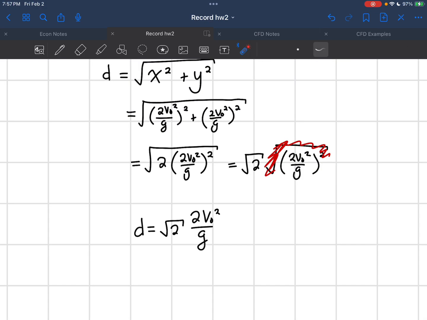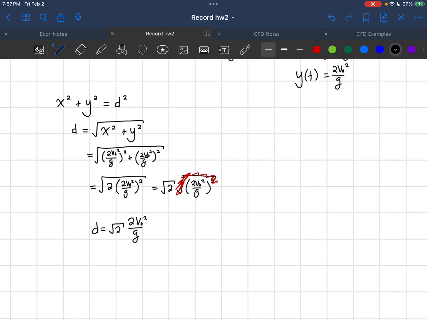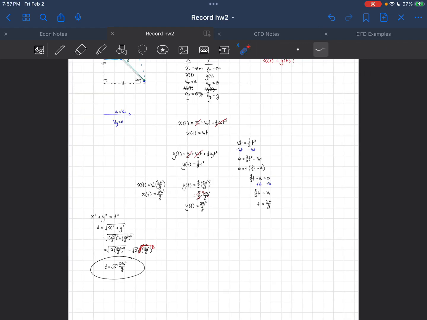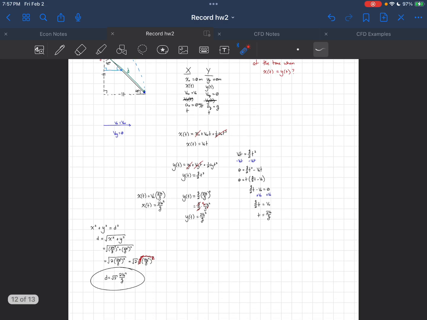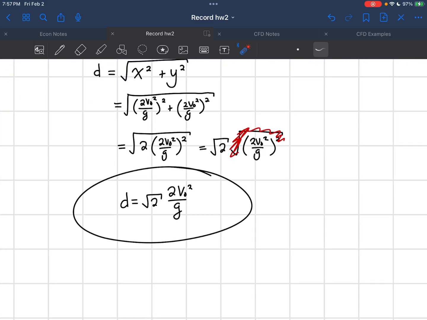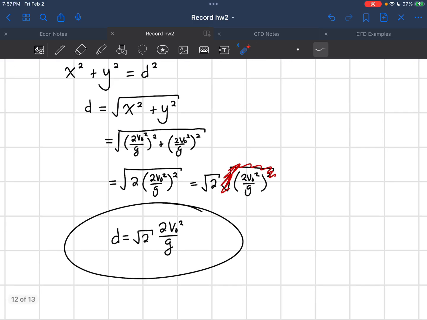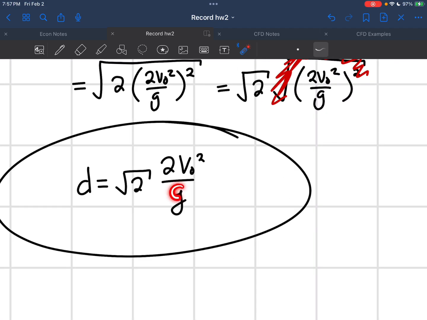Right? And now if I go back to the beginning of my problem, my answer that I've circled, that is the distance down the slope that the ball will land given an initial velocity. My answer is in terms of only things that I know. There's no x's or y's or any thetas or anything like that left in here. I know g, right? It's my acceleration from gravity.